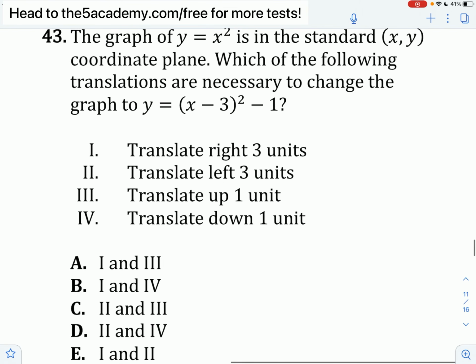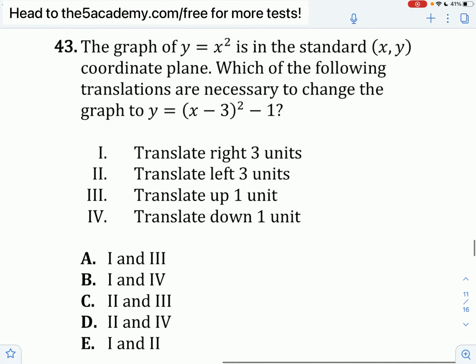The graph of y equals x squared is in the standard coordinate plane. Which of the following translations are necessary to change the graph to this? So when we do translations up, right, down, and left, translations up or down are made to the entire function. So if I want to translate y equals x squared up 3, I would just add 3 to the equation. If I wanted to go right or left 3, though, that's where things get a little bit tricky.